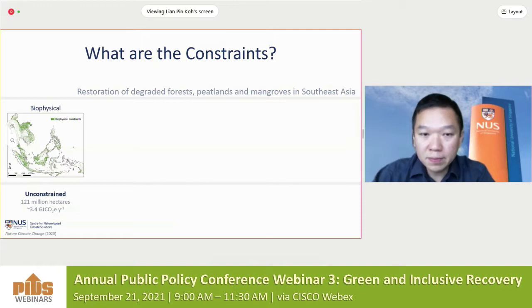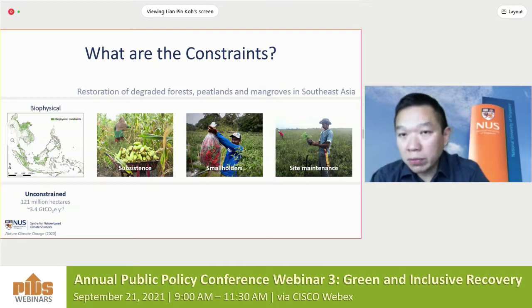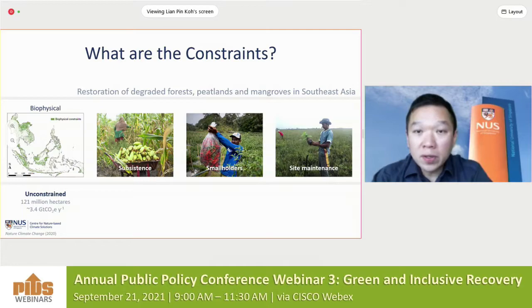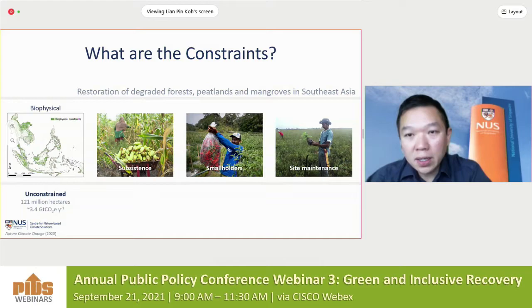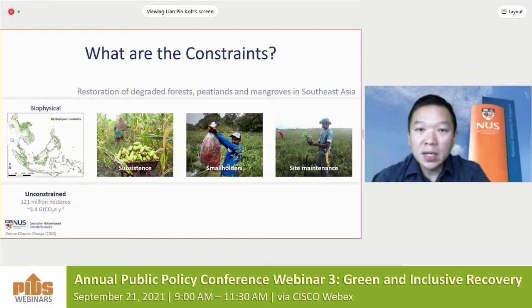However, these so-called degraded lands in our region may in fact be in use by local communities as smallholder farmlands or home gardens. Appropriating these lands for reforestation may compromise the livelihoods, the food security, and the land rights of these land users. Furthermore, reforestation may require constant site maintenance and protection of these forest projects against threats such as tree diebacks from diseases, illegal logging, and forest fires.